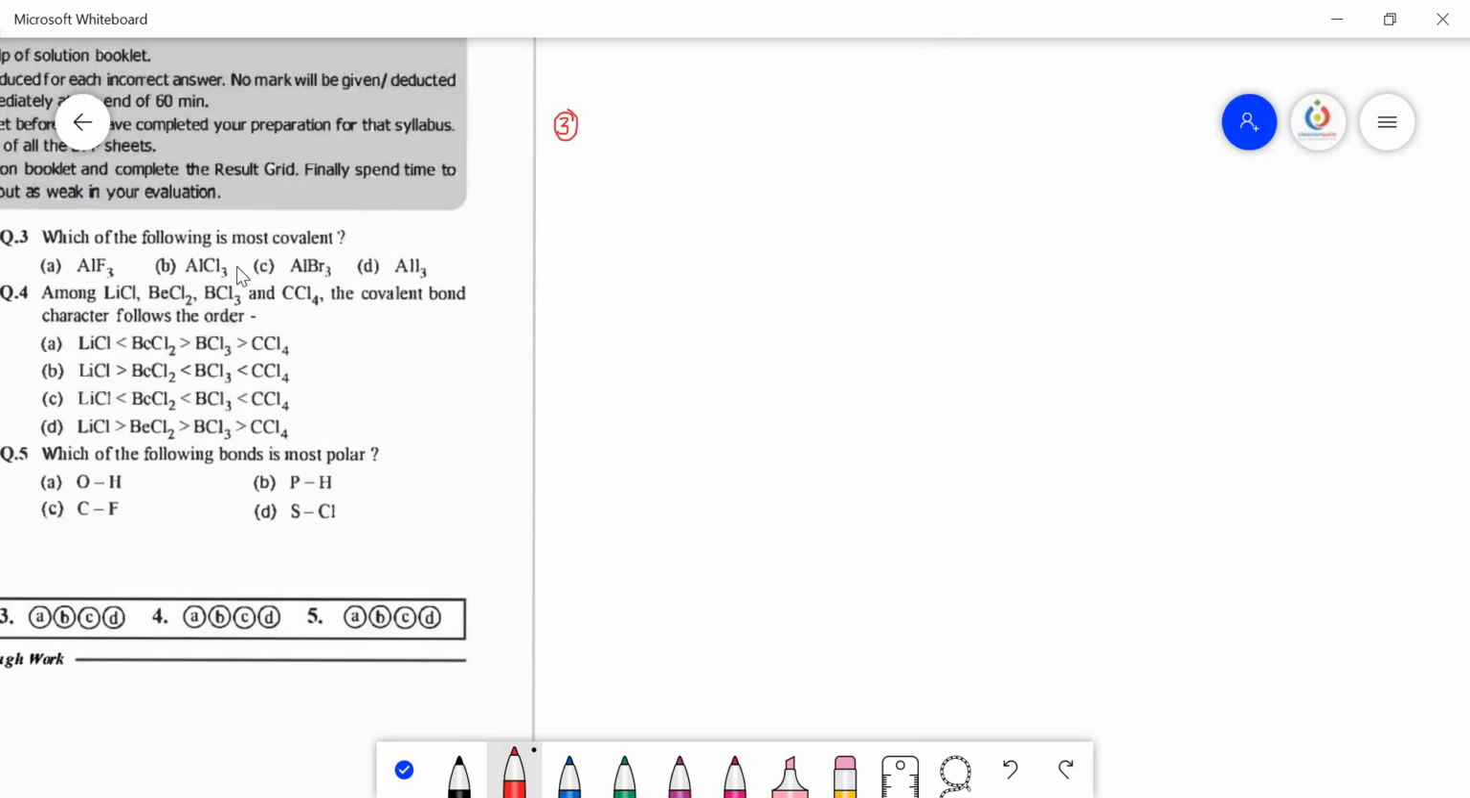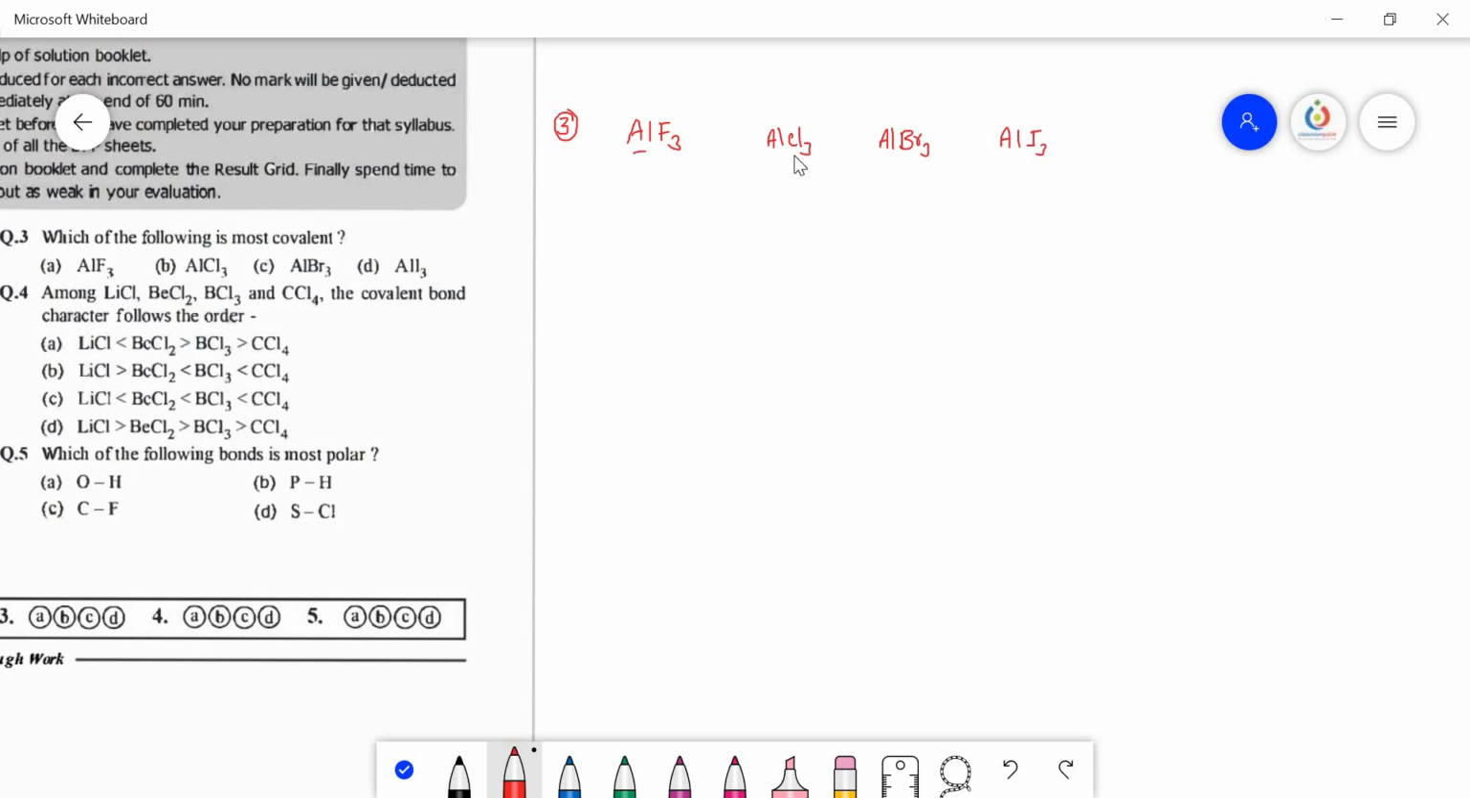Which of the following is most covalent? Actually these are all ionic compounds, but no ionic compound is 100% ionic in nature. Most ionic compounds show covalent nature. So the given ionic compounds are AlF3, AlCl3, AlBr3 and AlI3.